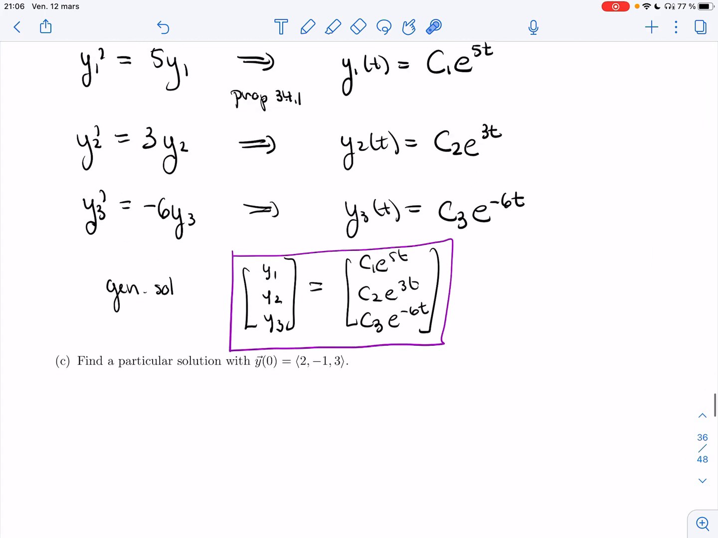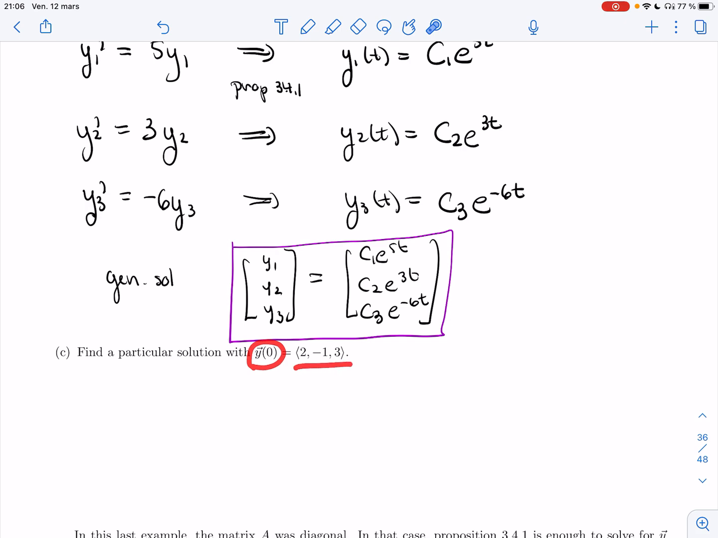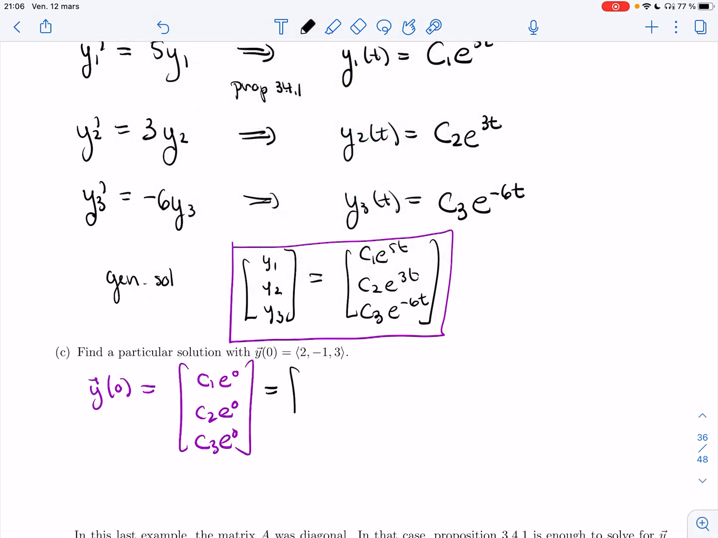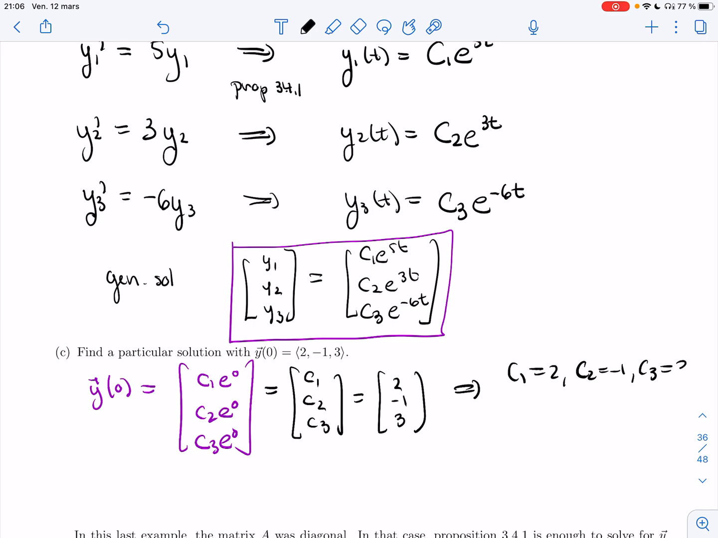All right, so now I want to find a particular solution with y of 0 is (2, minus 1, 3). So let's see what y of 0 gives us. It's going to be c1 e to the 0, c2 e to the 0, c3 e to the 0. So I'm going to get c1, c2, c3, and we want that to be (2, minus 1, 3). And so I'm going to need c1 equals 2, c2 equals minus 1, c3 equals 3. And so y of t would be (2e to the 5t, minus e to the 3t, 3e to the minus 6t).